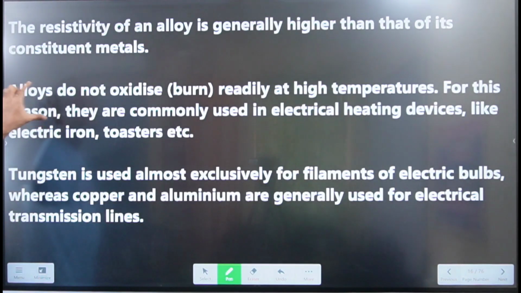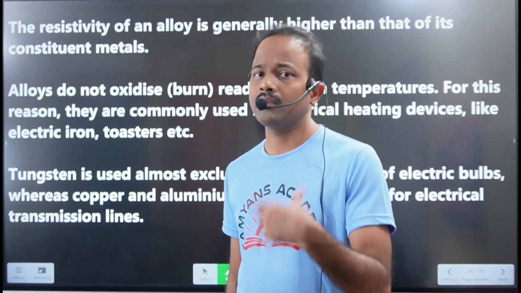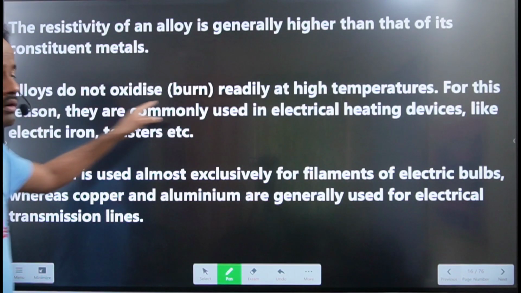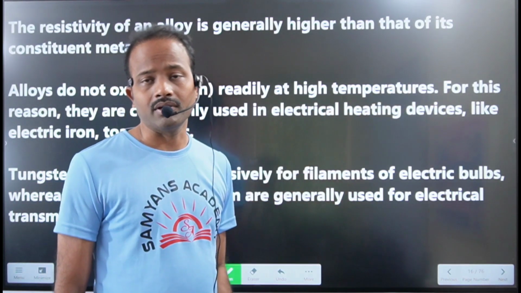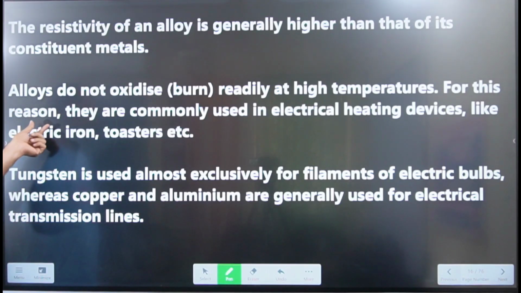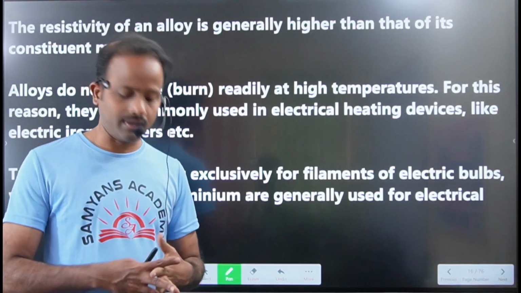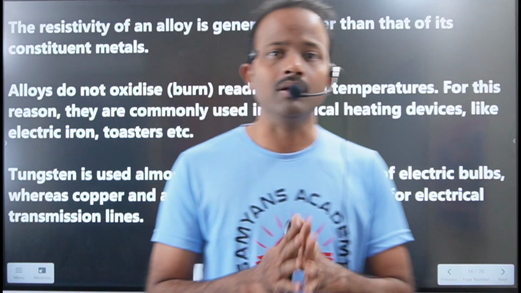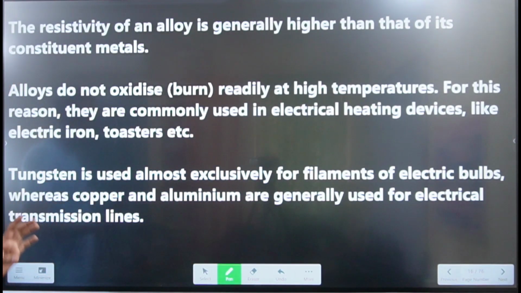వాటిలో ఈ alloys ని యూజ్ చేస్తాము. ఓకే, ఇది చాలా ఇంపార్టెంట్ క్వశ్చన్. అల్లాయ్స్ ని ఎలక్ట్రికల్ హీటింగ్ ఎలిమెంట్స్ లో ఎందుకు యూజ్ చేస్తామంటే, ఇదే ఆన్సర్: Alloys do not oxidize and do not get burned readily at higher temperature. Higher temperature దగ్గర అవి వెంటనే బర్న్ అవ్వవు. For this reason, they are commonly used in electrical heating devices like electric iron, toasters, etc.